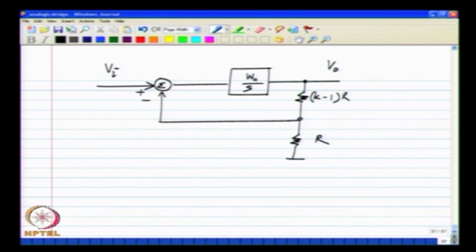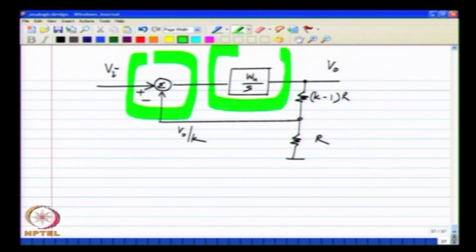So, I have drawn this circuit repeatedly, and this is our negative feedback amplifier. To make a negative feedback amplifier we first have to have a way to take the difference between the input and the feedback quantity, in this particular case between Vi and V0 by k, and we have to have a way to integrate the difference. Now, this negative feedback amplifier scheme is so useful that people have put in a lot of effort to put both of these into a single block, and it is a very useful block.